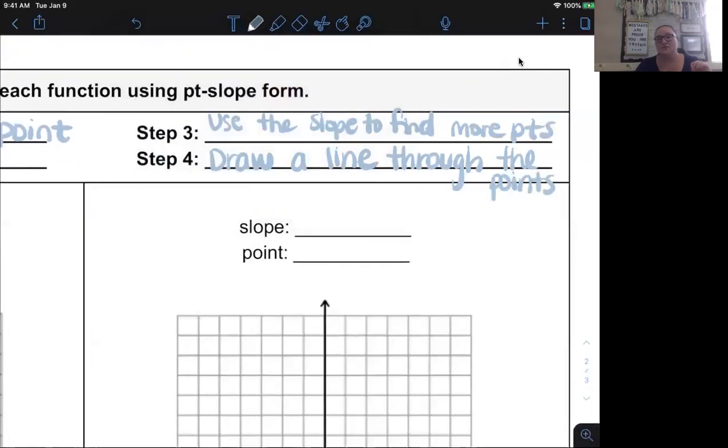So graphing using point-slope form isn't that different from graphing with slope-intercept form. Yes, you're still just going to plot a bunch of points and then draw a line through those points.